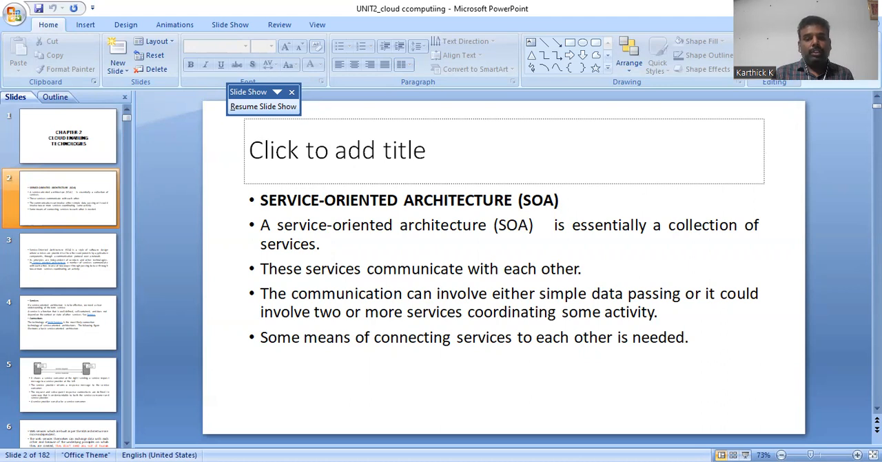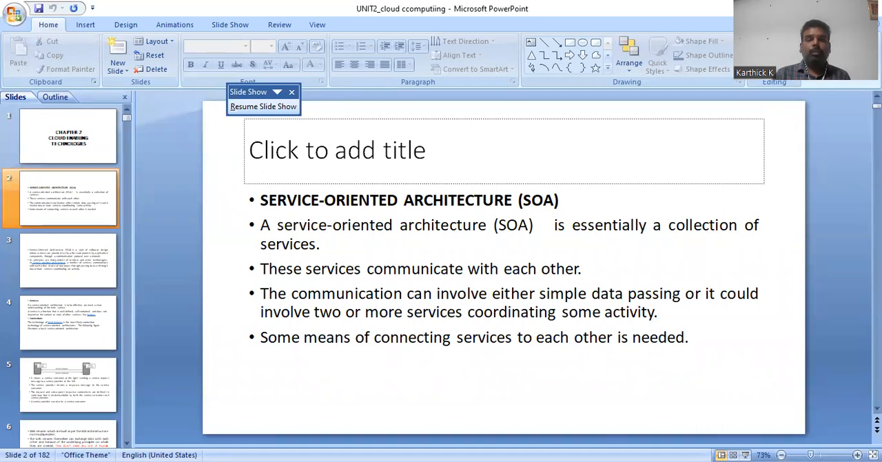Service oriented architecture is essentially a collection of services. These services communicate with each other in cloud computing. The communications can involve either simple data passing or two or more services coordinating some activity. Some means of connecting services to each other is needed.